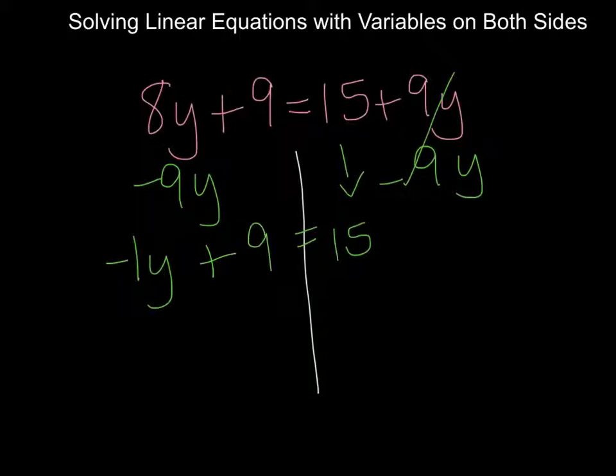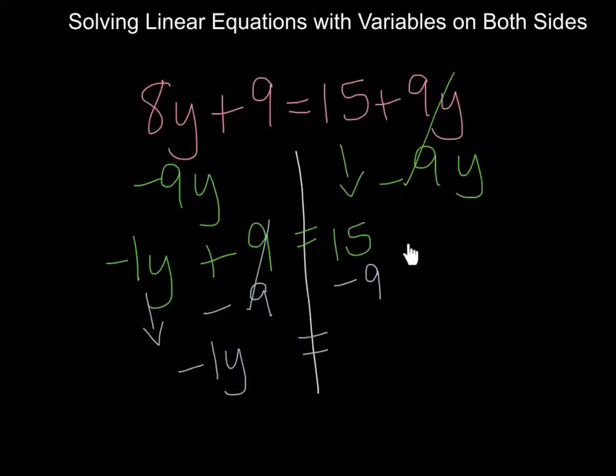Now, since I brought the variables to the left, I want to bring the numbers to the right. So I have to undo adding 9. I'm going to subtract 9 from both sides. Those cancel out. I am bringing down a -1y is equal to 15 minus 9, which is equal to 6.